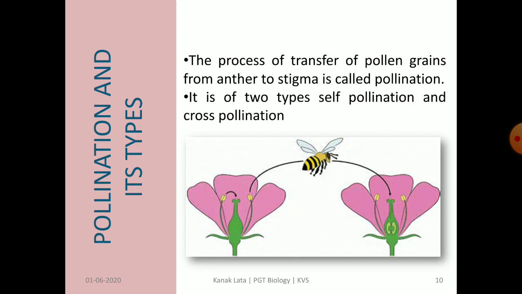Let us study about pollination and its type. What is pollination? Pollination is the process of transfer of pollen grains from anther to stigma. Pollination is of two types, that is self-pollination and cross-pollination. In the given figure, you will see that there is transfer of pollen grains from anther to stigma by bee.